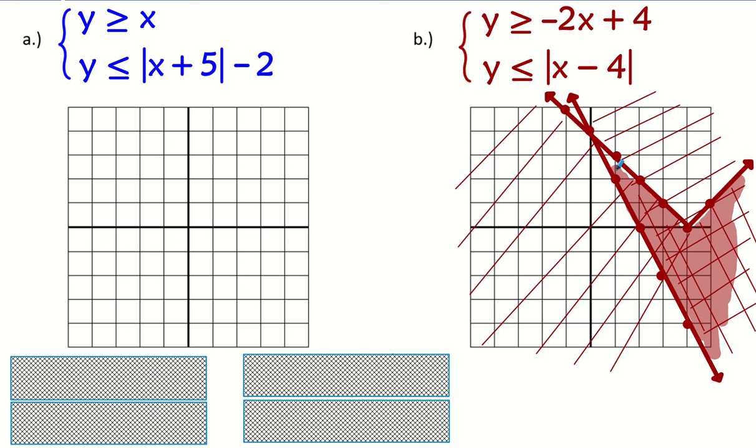Concentrate. Concentrate. You have no idea how much this is bothering me up here. I'm just going to go for it. Yeah, good enough. Good enough.